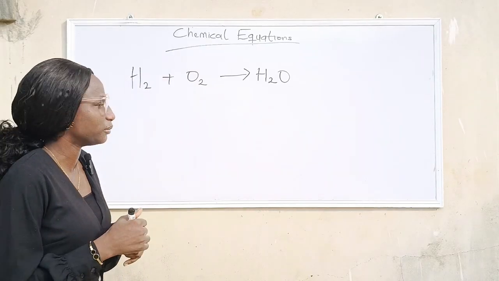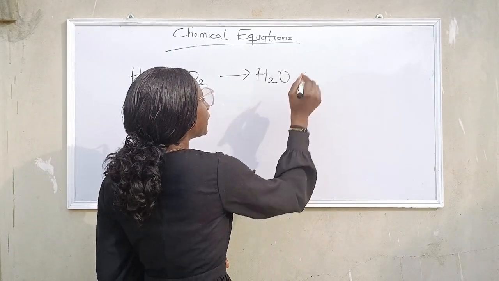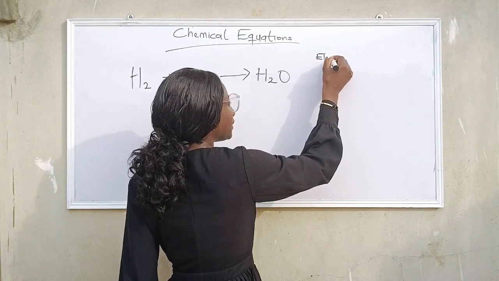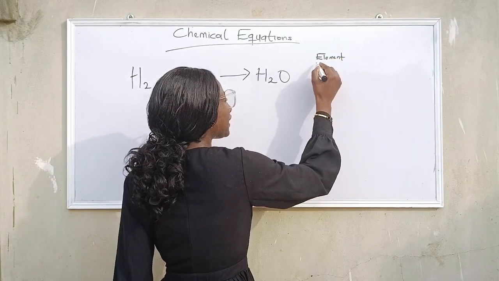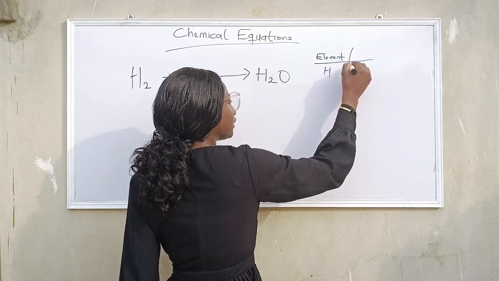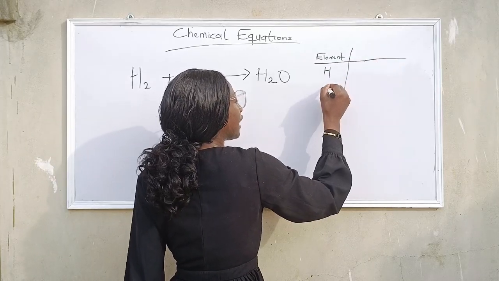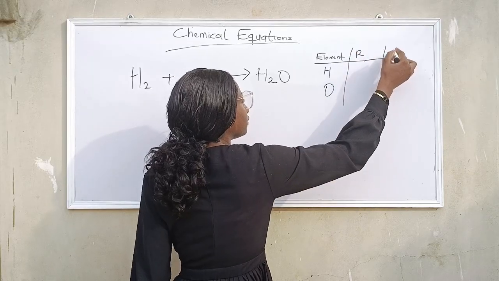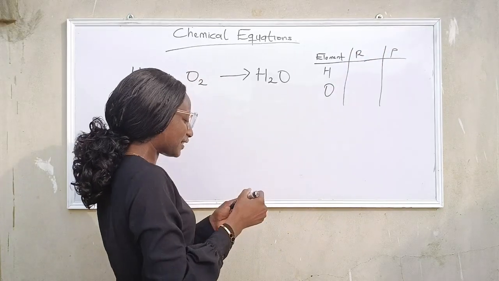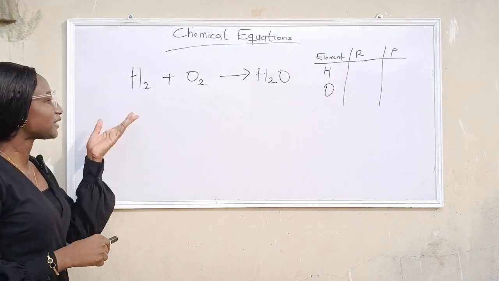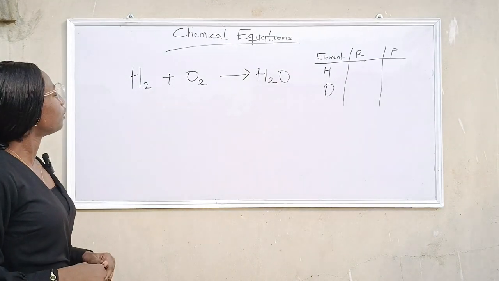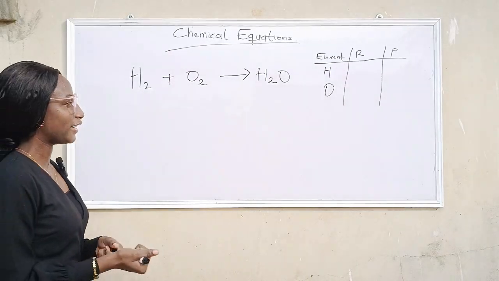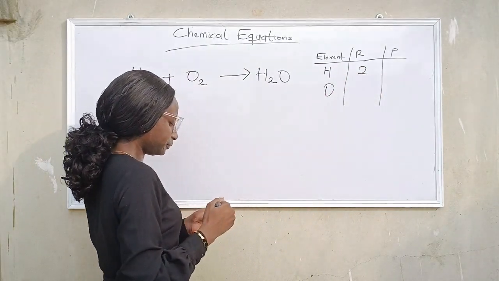So you can have a mini table. Okay, so for the first step, let's count it. Now you write the elements, just a mini table, okay? So you have elements, you have hydrogen, you have oxygen. Now you are going to write reactants and products so that you know the number of atoms. So let's count it together. In the left hand side, which is the reactant side, we have two atoms of hydrogen. You can see two atoms of hydrogen. So you are going to write two here.